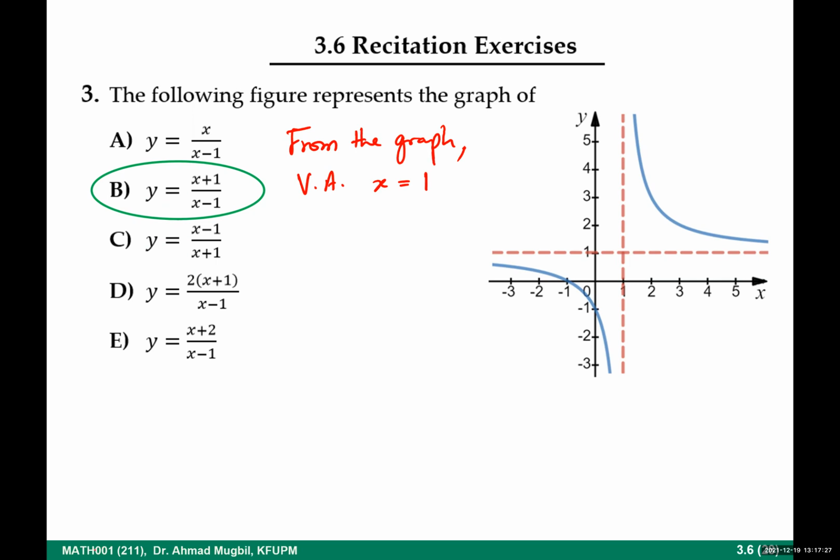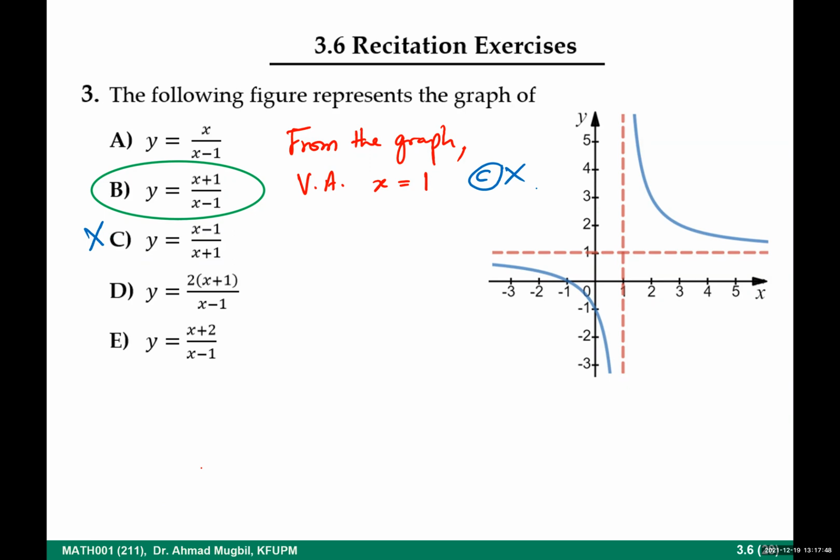So which answer will be excluded? C. So C is not included, because the vertical asymptote here is x equals -1, not 1. The others are still, of course, in the game.